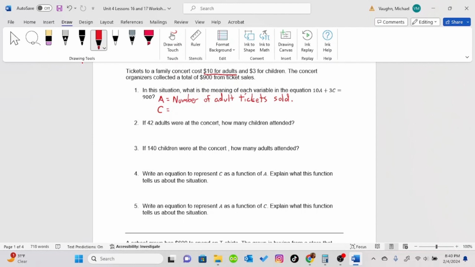C is associated with 3. And if we go back to the word problem, we see that $3 is for children's tickets. So C is telling us the number of children's tickets sold.